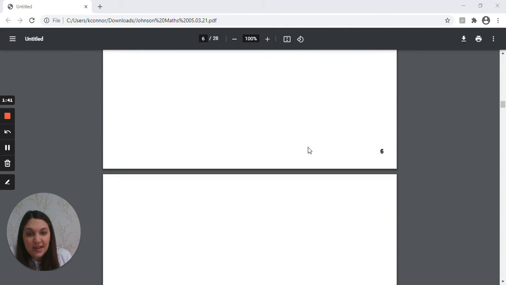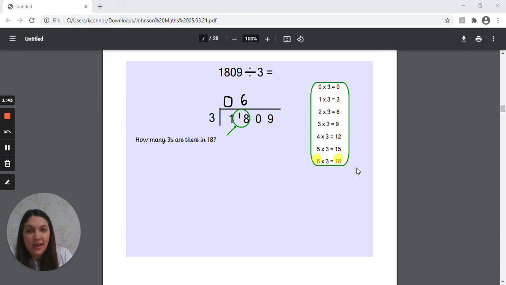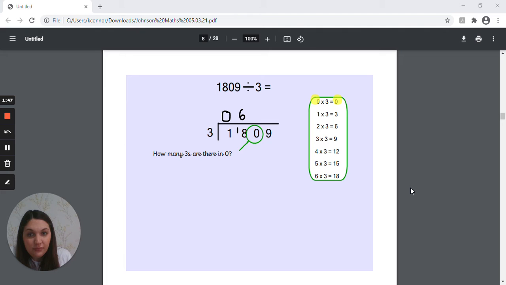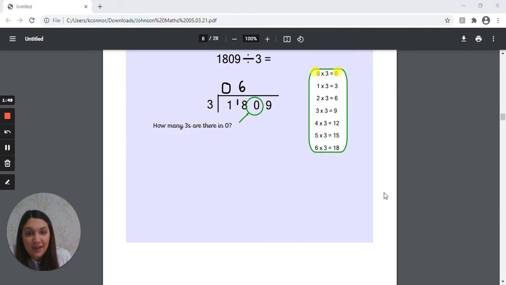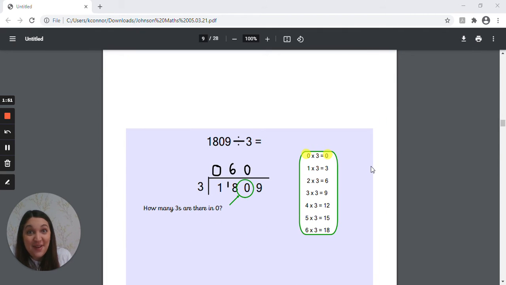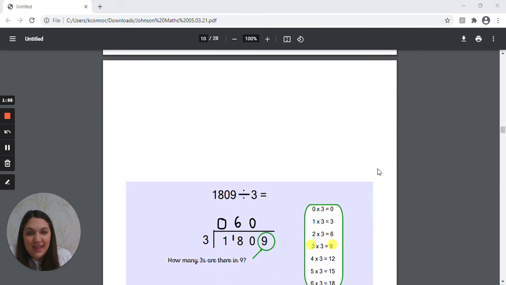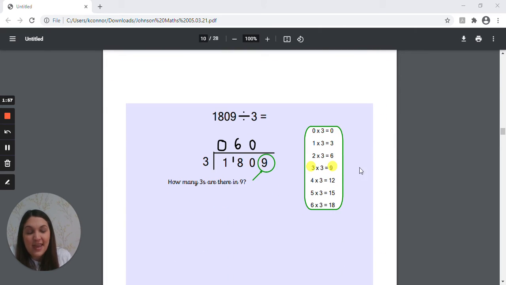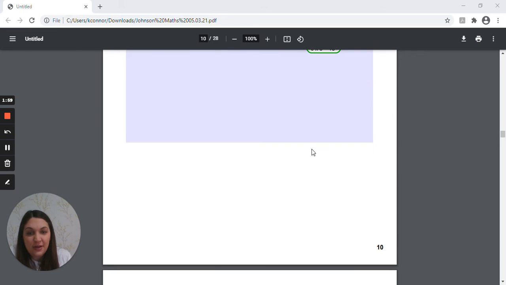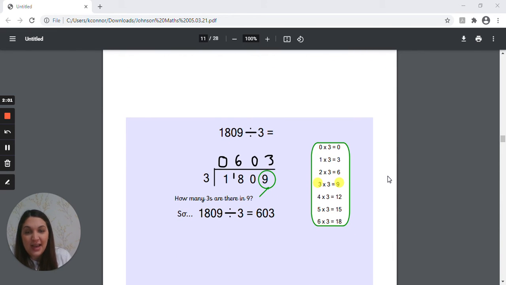So you would put 6 on top, and then you would move on to look at the next number, which is 0. So how many 3s are there in 0? There's 0. So you would put 0 on top. And then finally, how many 3s are there in 9? There are 3. So you would add 3 on top, which shows us that 1,809 divided by 3 is 603.